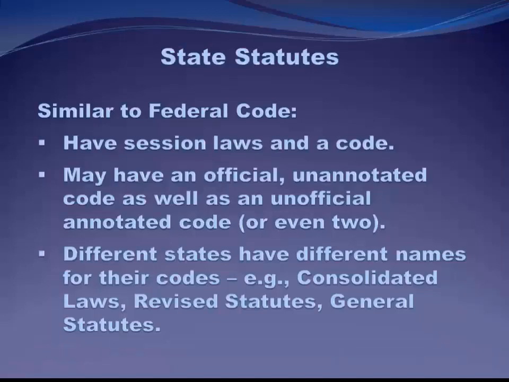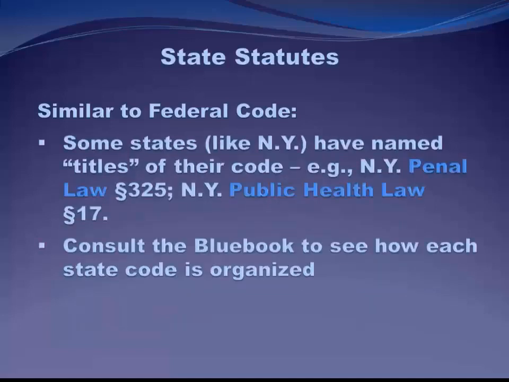Very similar to the process that we talked about at the federal level. They're a session law, and then they get incorporated by subject arrangement into a code. And many have official annotated codes as well as unofficial annotated codes. So different states have different names for their codes. They could be the consolidated laws, they could be revised statutes, they could be general statutes. Some states like New York have named the titles of their code. So in New York, we have the New York Penal Law, the New York Public Health Law, and if you're trying to cite it, you consult the Blue Book and see how each state code is organized so that you can cite to it.